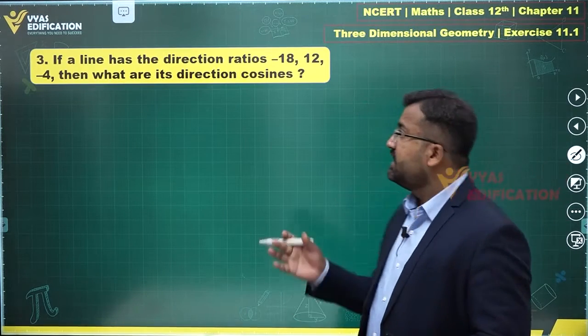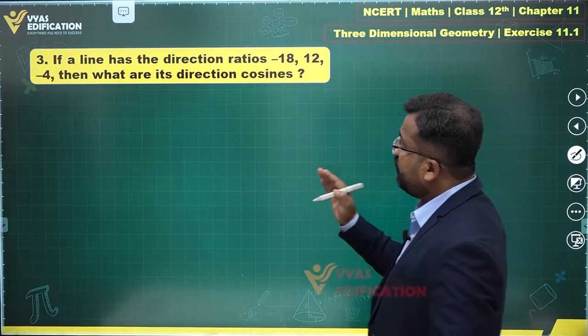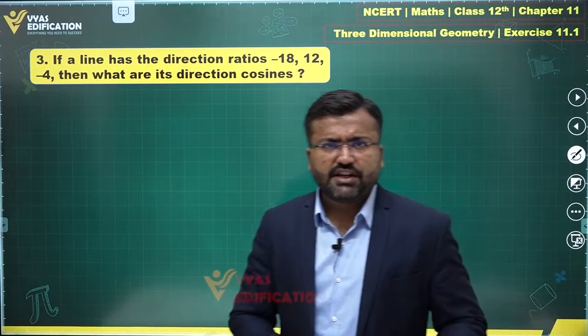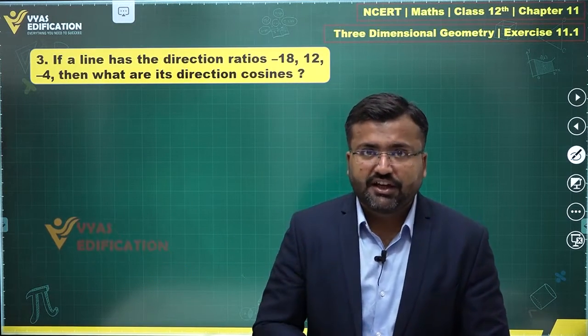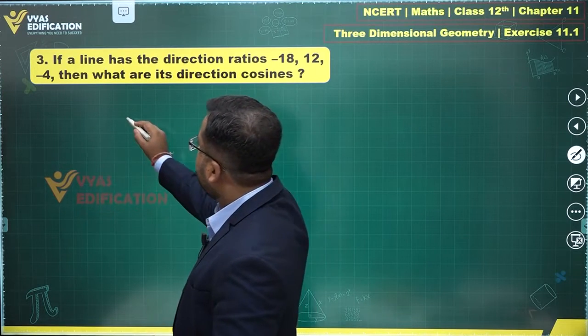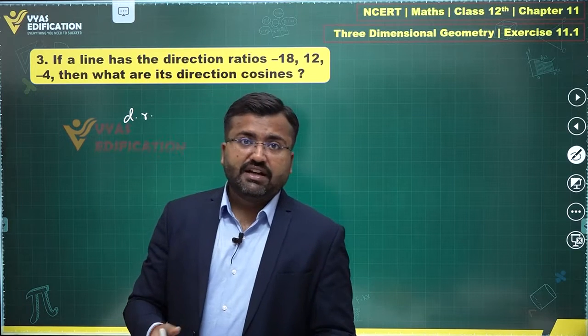Question number 3 says, if a line has these direction ratios, then what are its direction cosines? Now, direction cosines can be found easily from direction ratios by dividing with the magnitude. What do you mean by that? Direction ratios are basically proportional to direction cosines.